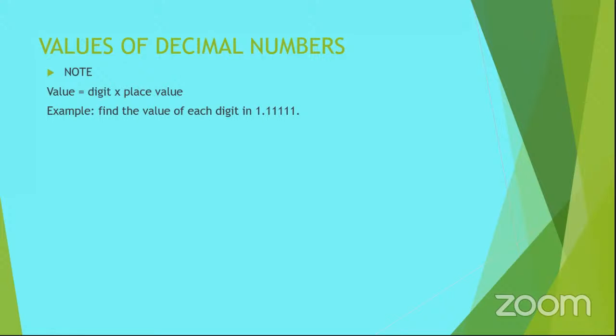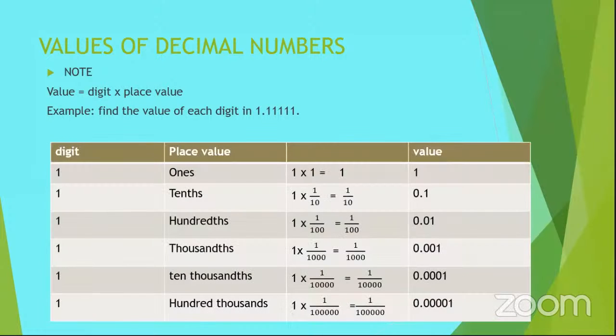So here we have this example. Find the value of each digit in 1.11111. The reason why I chose 1 is that the answer remains the same and does not change. And this is going to help us because it is standard. It will help us know that when I have this digit, this is what happens. I use the table here and I want us to study it clearly.